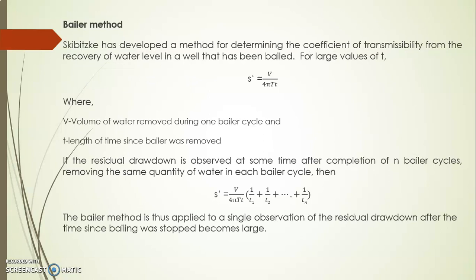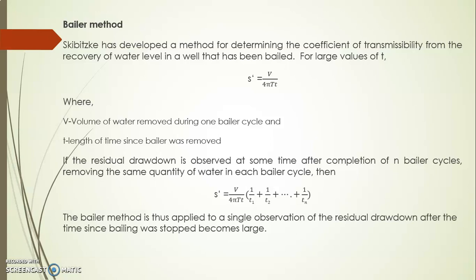Bailer method. Skibitzke has developed a method for determining the coefficient of transmissibility from the recovery of water level in a well that has been bailed. For large values of t, s' equal to V by 4 pi T into t, where V is the volume of water removed during one bailer cycle and t is the length of time since the bailer was removed. If the residual drawdown is observed at some time after completion of n bailer cycles, removing the same quantity of water in each bailer cycle, then s' equal to V by 4 pi T into (1 by t1 plus 1 by t2 up to 1 by tn).